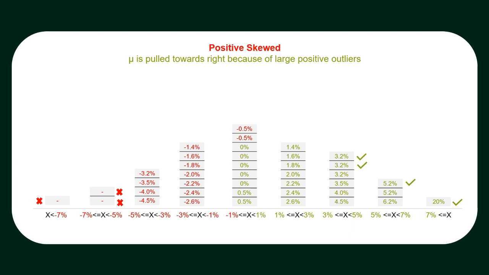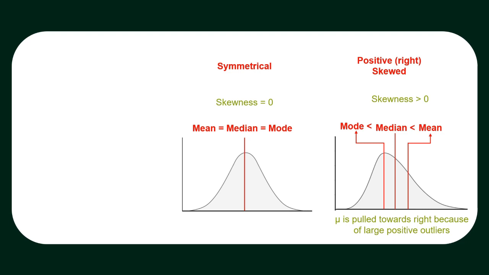However, when data has large positive outliers as observations, the center of the data shall move towards right, which implies that mean also moves towards the right, in which case mean is 1.4%, median is 0.4%, and mode is 0%. In this scenario, skewness is positive and mean is greater than median, which in turn is greater than mode.